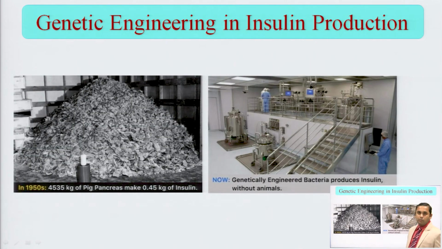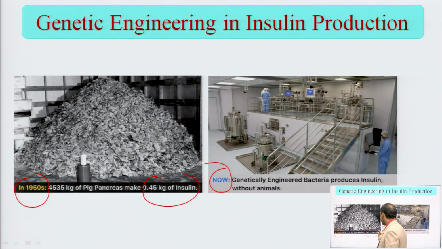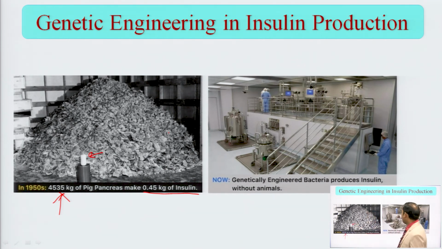Here is a very important, very beautiful picture. You can see this picture of 1950 and this picture is now. To make 0.05 kg of insulin, you have to take 4535 kilogram of pig pancreas. Can you imagine? You have to sacrifice a lot of pigs, so that you can get such a small amount of insulin. But today bacteria are producing insulin without harming anybody.